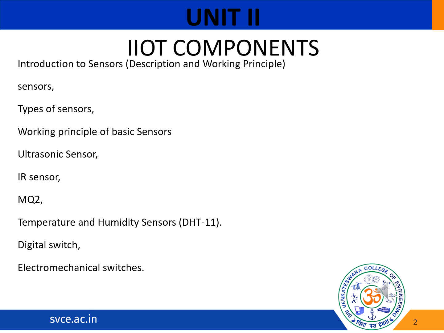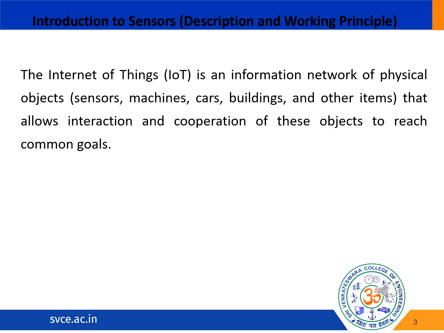The working principle of basic sensors, and we'll be seeing the types of sensors like ultrasonic sensors, IR sensors, MQ2 sensors, temperature and humidity sensors, digital switch and electromechanical switches. So these are the topics involved in Unit 2. First we'll move on to the introduction part. We'll see what a sensor is, and we'll move on to the types.